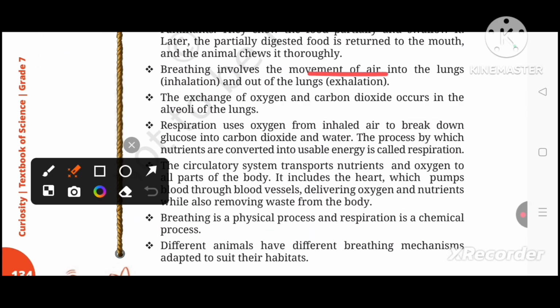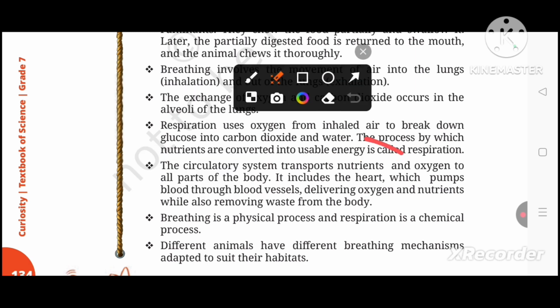Breathing involves the movement of air into the lungs, which is inhale, and out of the lungs, which is exhale. The exchange of carbon dioxide and oxygen occurs in the alveoli of the lungs. Respiration uses oxygen from the inhaled air to break down glucose into carbon dioxide and water. The process by which nutrients are converted into usable energy is called respiration.